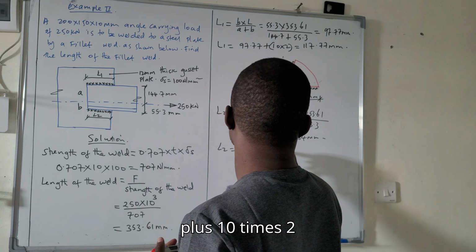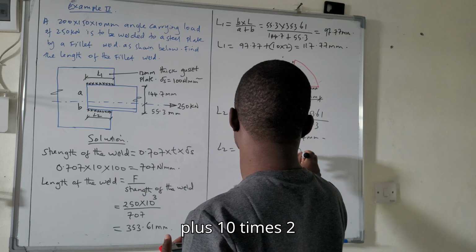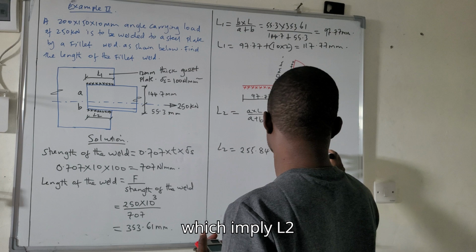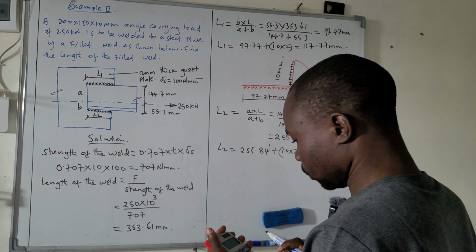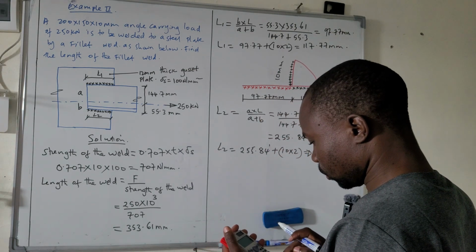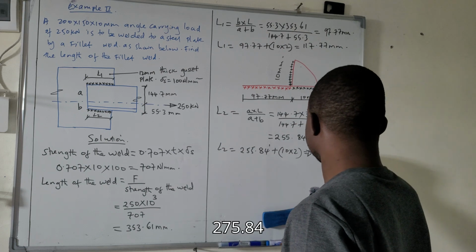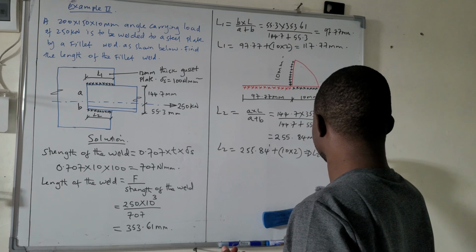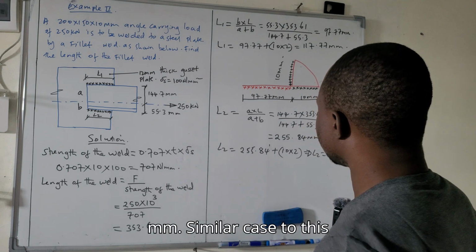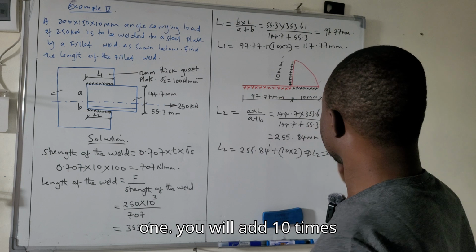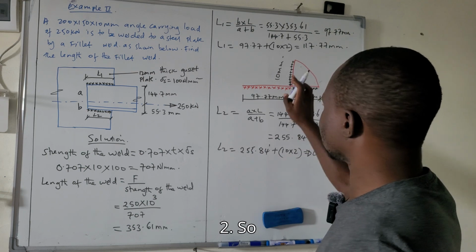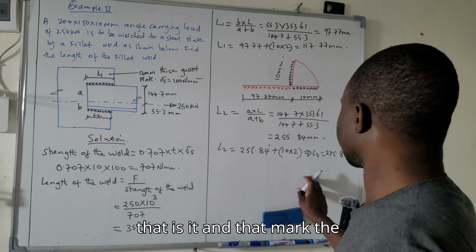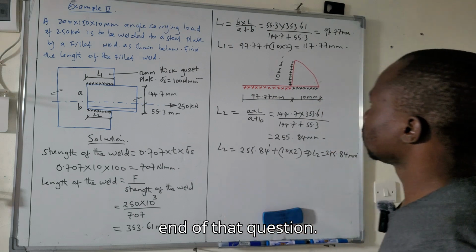255.84 plus 10 times 2, which implies L2 is equal to 275.84 millimeter. Similar case to this one, you will add 10 times 2. So that is it, and that marks the end of that question.